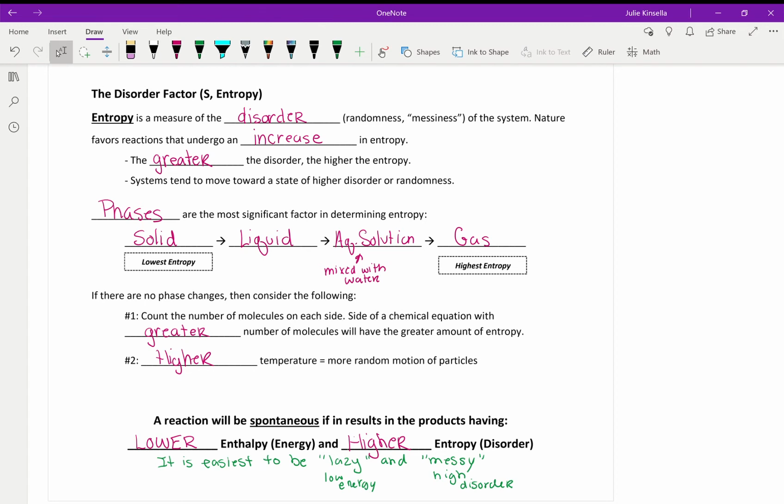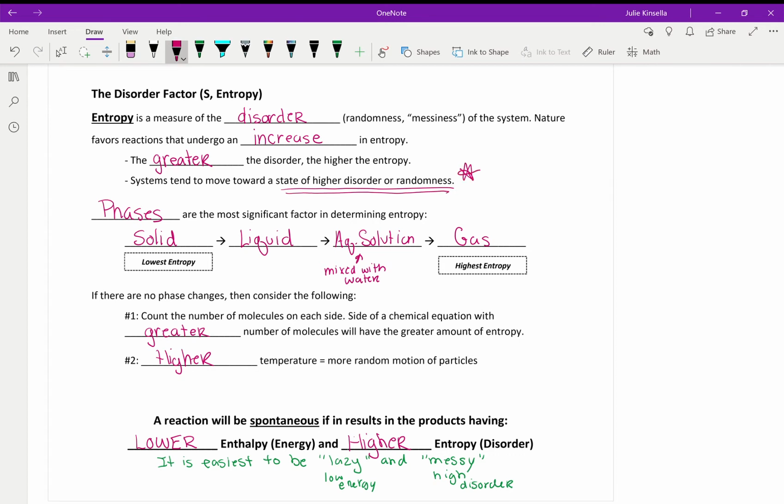Or if I have 52 cards in my hand and I throw them into the air, what's the chance that they all land in a nice neat pile? They don't. They spread out. They become even more messy than the cards that I'm holding. So nature actually favors reactions that undergo an increase in entropy. The greater the disorder, the greater the randomness or messiness, the higher the entropy. And systems in nature are going to move towards a state of higher disorder or randomness.